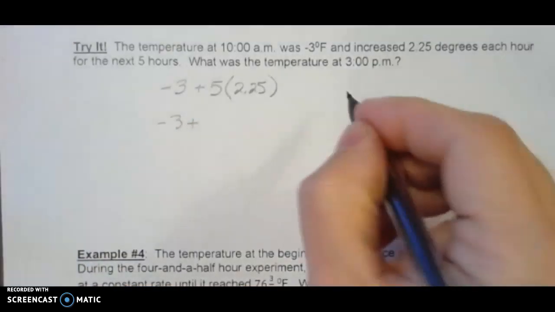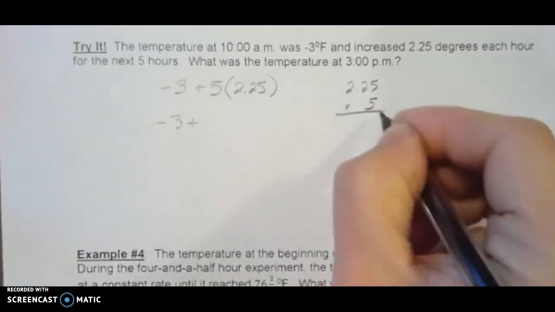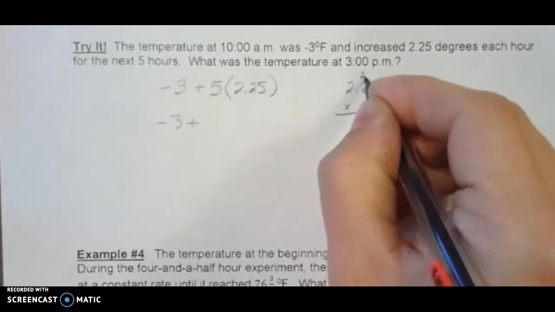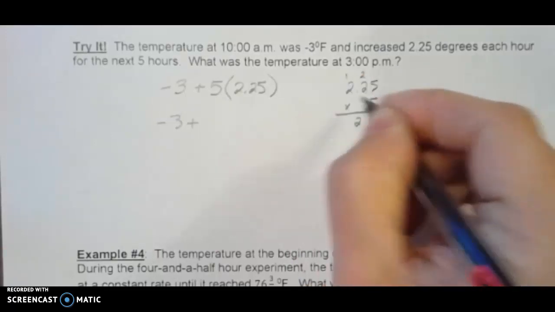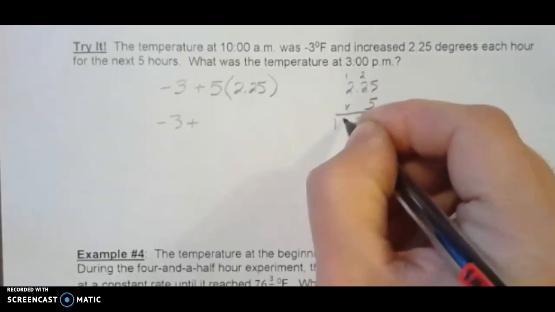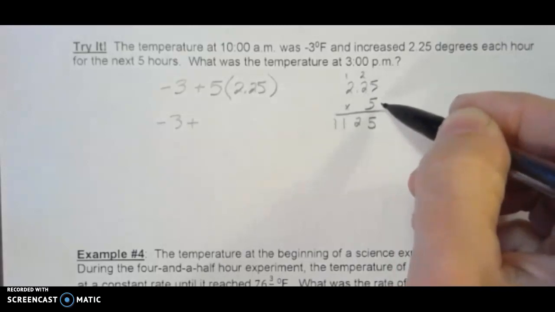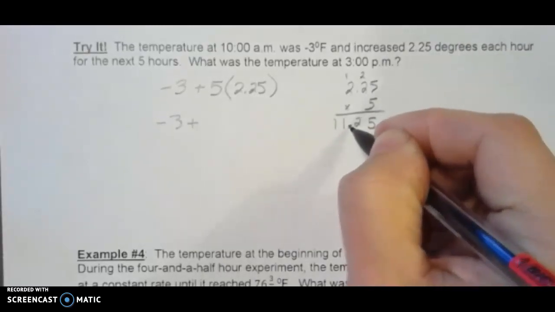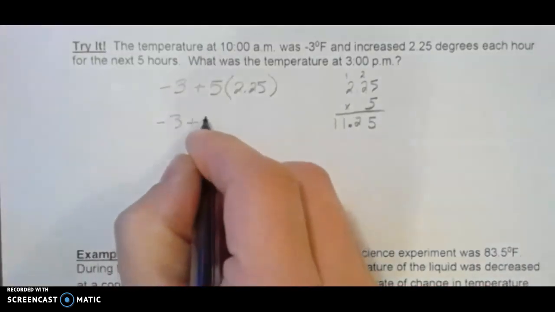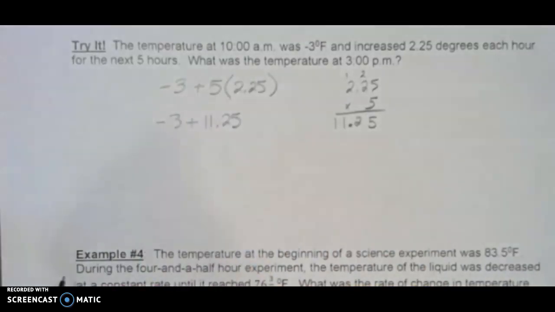All right. If we do 2 and 25 hundredths times 5, 5 times 5 is 25. 5 times 2 is 10. Add 2 is 12. 5 times 2 is 10. Add 1 is 11. And there's 2 decimal places in this number, none in this number. That's a total of 2. So I move it in once, twice. And so it's going to increase 11 and 25 hundredths degrees over those 5 hours.